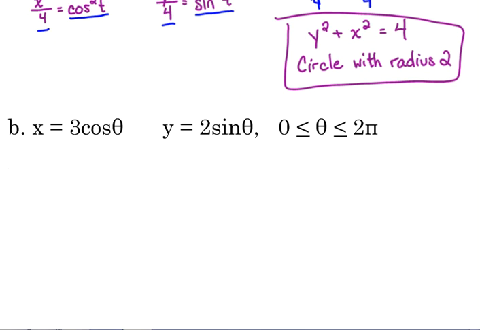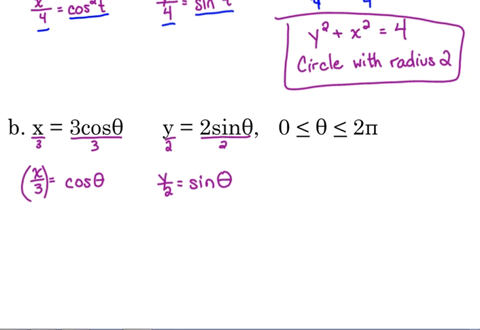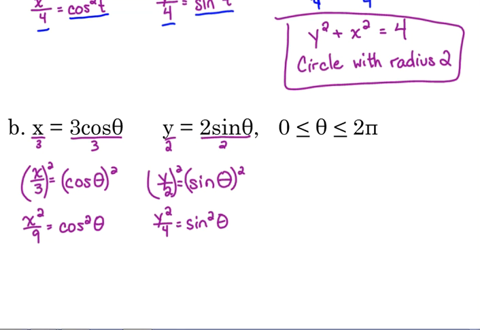X is equal to 3 cosine of theta, y is equal to 2 sine of theta. Okay, so similar idea here. We're going to divide both sides by 3. So x over 3 is equal to the cosine of theta. Y over 2 is equal to the sine of theta. We are going to use sine squared plus cosine squared again, so we need to square both sides of both equations. So we get x squared over 9 is equal to cosine squared theta. Y squared over 4 is equal to sine squared of theta.